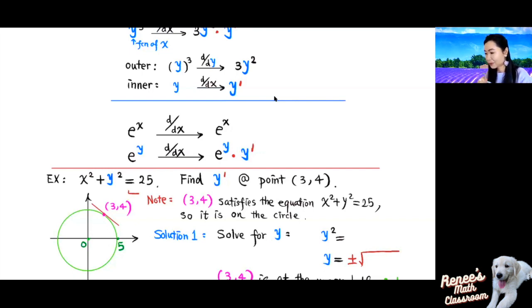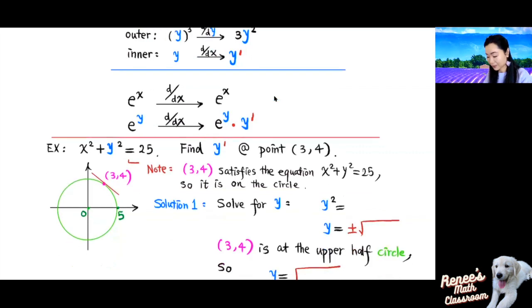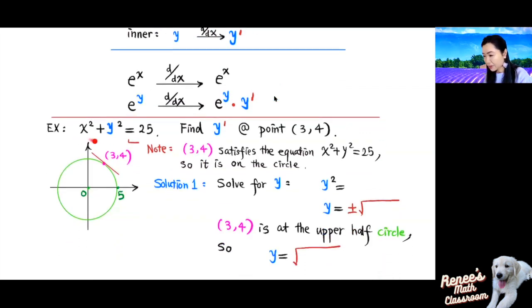All right, so we practiced on this. Now you guys will be ready to move on to this new topic. I start with this equation. We'll try to find y prime at this point 3, 4. Notice that this equation is the equation of a circle centered at the origin with radius phi.